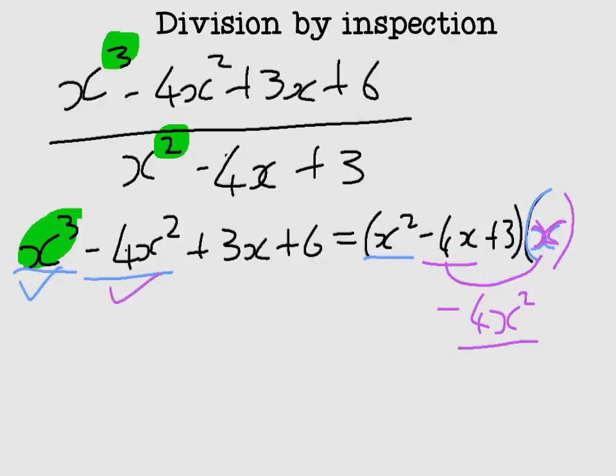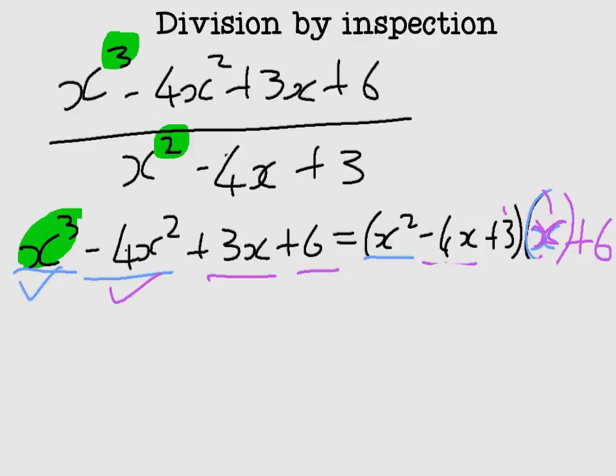Now I've got to ask myself, I still need to get this 3x. And I look over here, when I times those together, that gives me plus 3x already. So all that's remaining is my 6. Because I haven't covered my 6 inside these brackets by timesing them out, I've got to add it on the outside, plus 6. And that is my division by inspection.